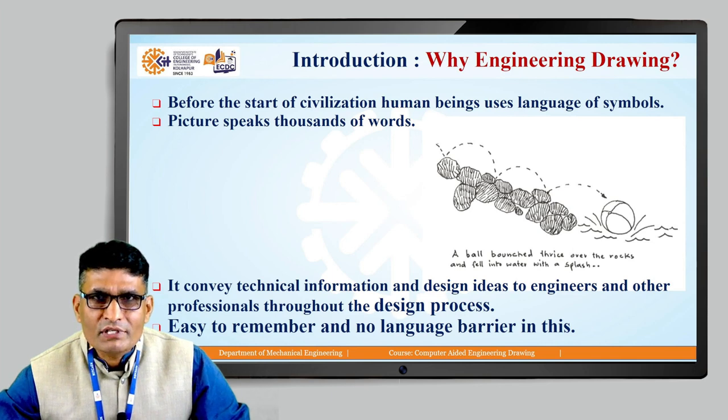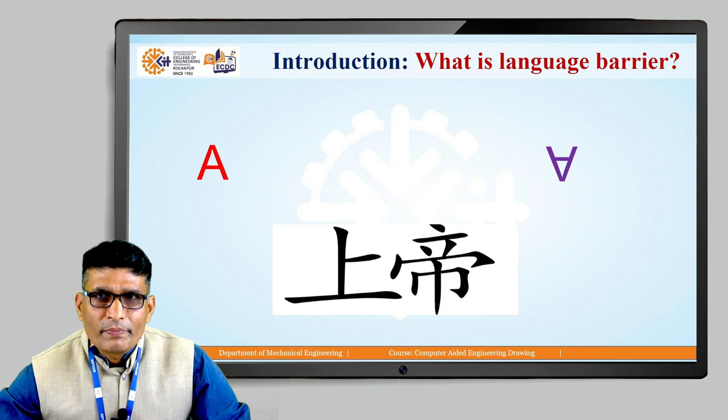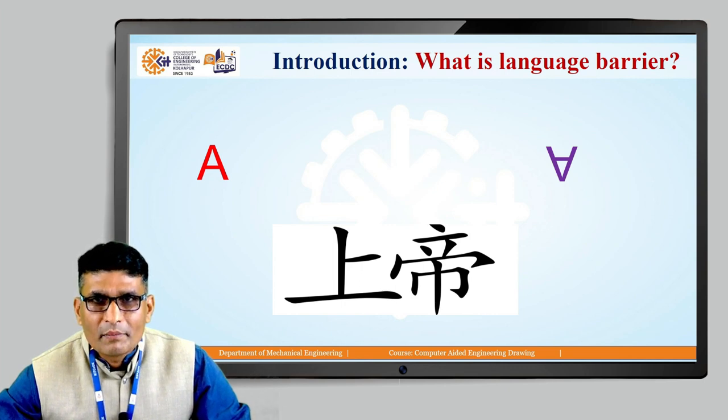So what is language barrier? Here on the slide I have written one alphabet in red color, that is the alphabet A, which everyone can understand. But with simple common sense, on the other side it is an inverted A. It can also be easily understood by simple common sense, but it is very difficult to understand what is there in the middle. That is what language barrier is.